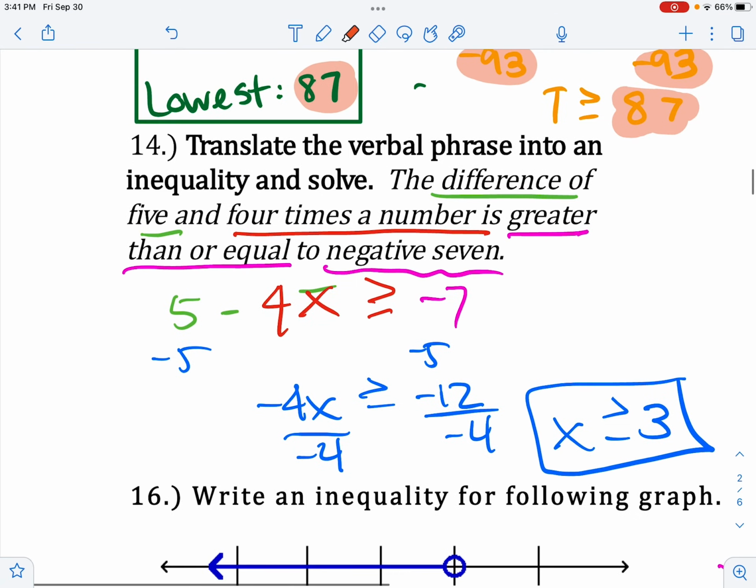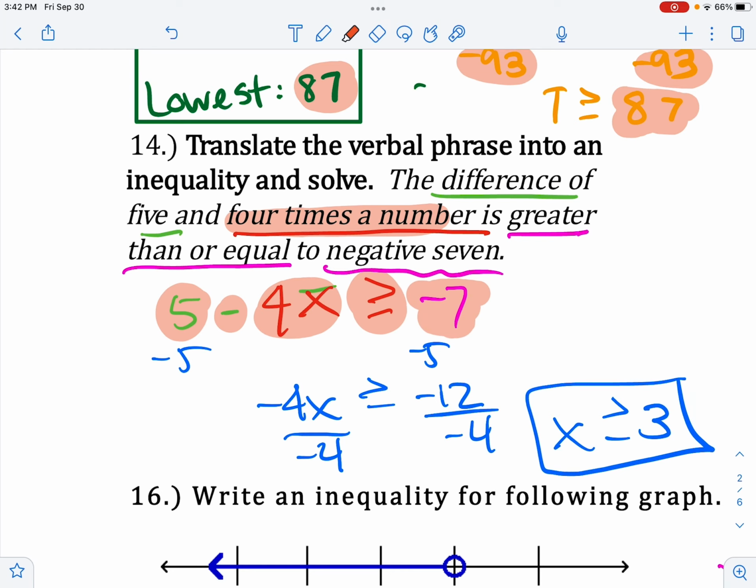Number 14 says we need to translate this verbal phrase into an inequality. So these ones are kind of different because we're not saying it's less than, we're saying the difference of 5, right? So we're saying 5 has a difference with something else, and that happens to be 4 times the number, and that's going to be greater than or equal to -7.